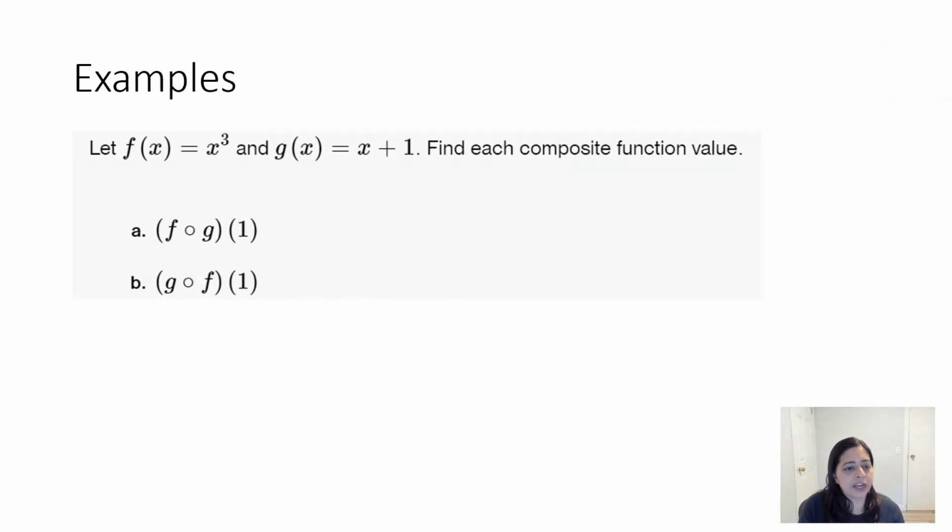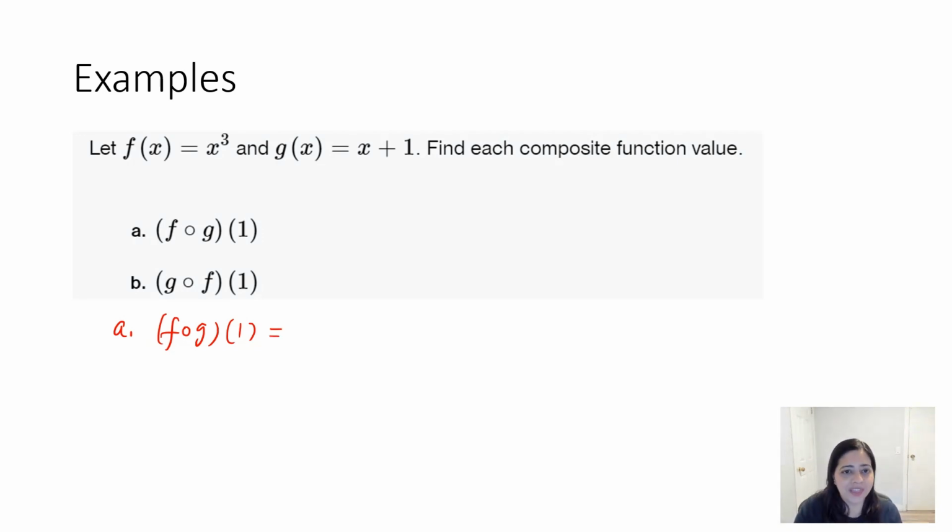So you are given f(x) = x cubed, g(x) = x plus 1, find each composite function value. Here we are actually constructing the composition of function, but instead of first finding the function, we are only evaluating it at a specific point. So let's first learn that. f o g, I want to evaluate it at a specific point 1.